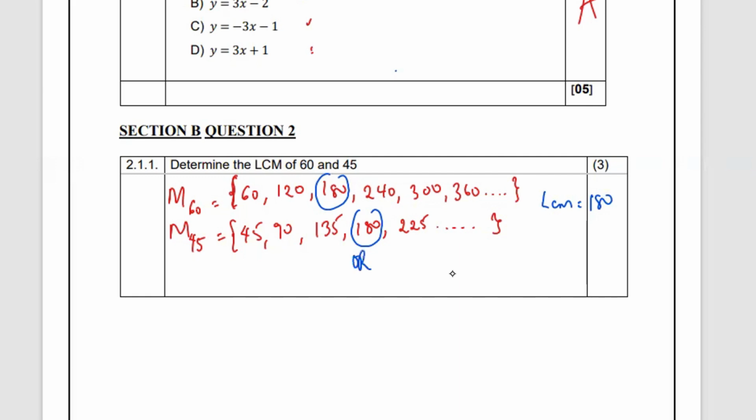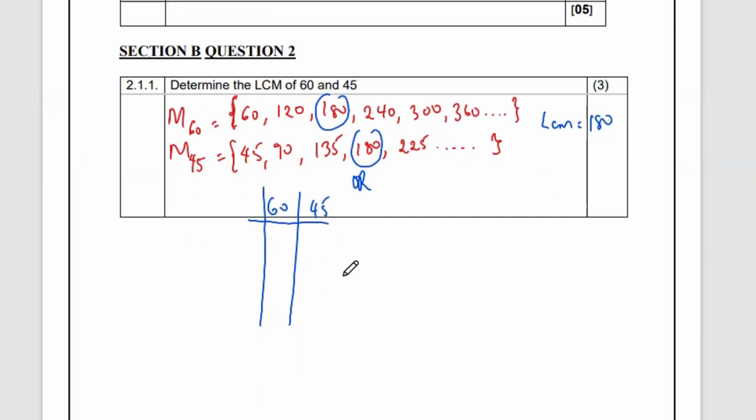Alternatively, we can use the ladder method where we have 60 and 45. With this ladder method, we need to use prime numbers that can divide either one or both of the numbers. So the first prime number I can use is a 2. 2 can divide 60, but it cannot divide 45. So by 2, I'll have a 30. Since it cannot divide, I'll keep the 45.